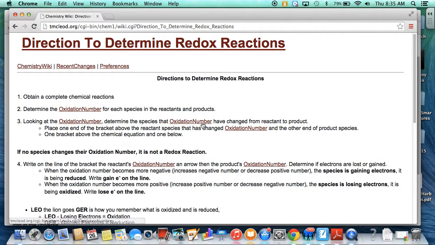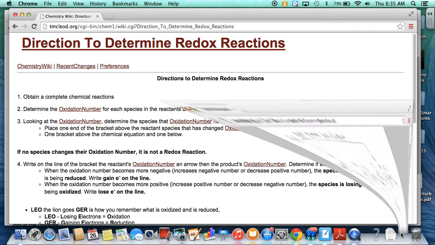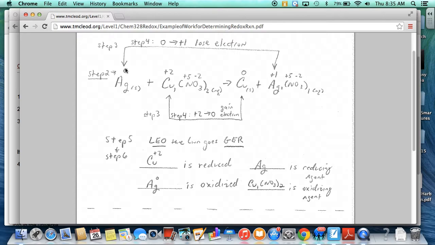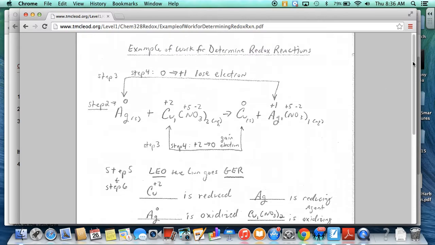The fourth step is now you're going to start determining what's oxidized and what's reduced. So what you do is, like it says, you make these brackets. This is why you need a little space above. There's one bracket always above and one bracket always below. For example, this silver goes from 0 to plus 1. And it's important to put the arrows pointing to just the silver. You make an arrow with a line to the other silver on the opposite side.